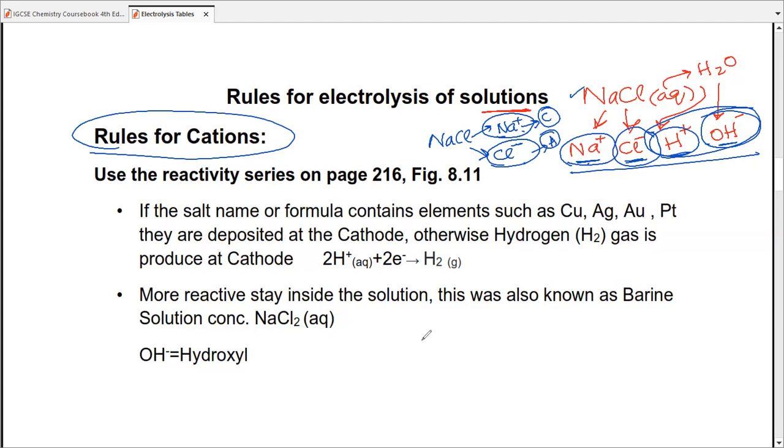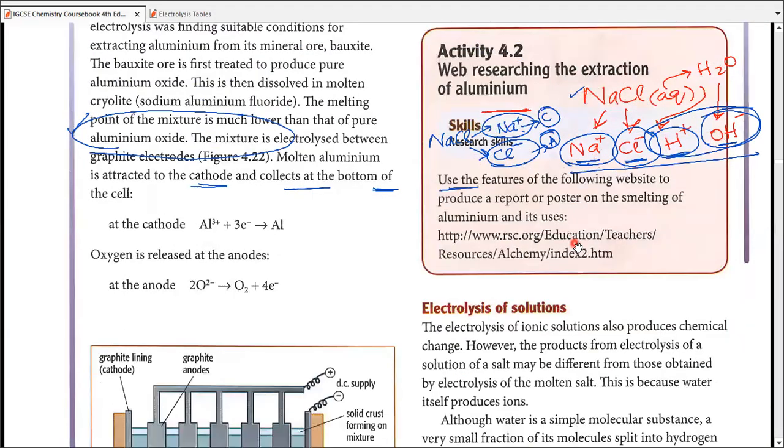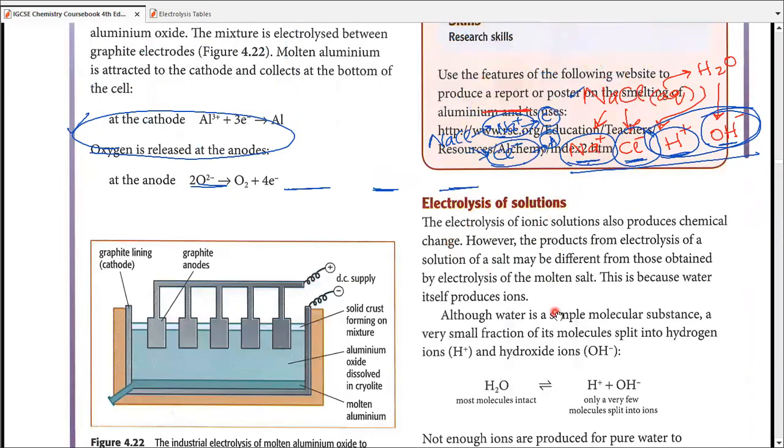All right. So let's start with rules for cations. You'll come to understand out of these two cations, Na+ and H+, which one is going to stay inside the solution and which one is going to go to its respective electrode. Now, the rules for cations are pretty simple. We use the reactivity series. The reactivity series is present on page number 216 in figure 8.11 in the fourth edition of the book. So what I'm going to do is keep this writing over here and get back to the book. This is chapter number 4, and we've just started electrolysis of solutions.